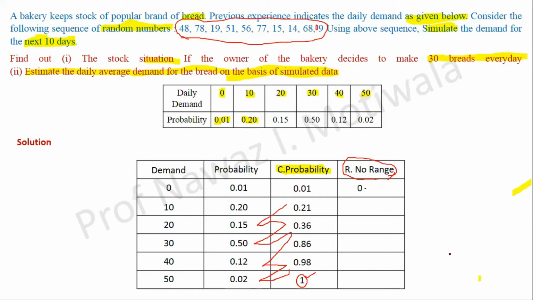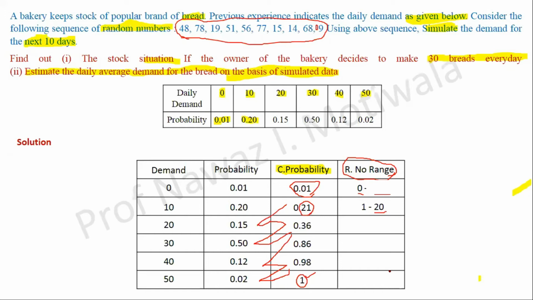The first range will always start from 0. The next one will start from this range, so it will start from 1 and go up to 20. Why 20? Because you can see here the cumulative probability is 21. So I have stopped my random number range at 20. Now you must be wondering, here it is 21 and I'm stopping my answer at 20.